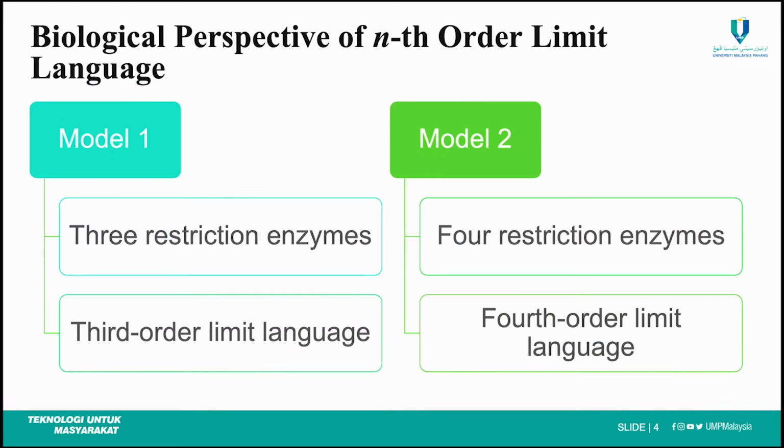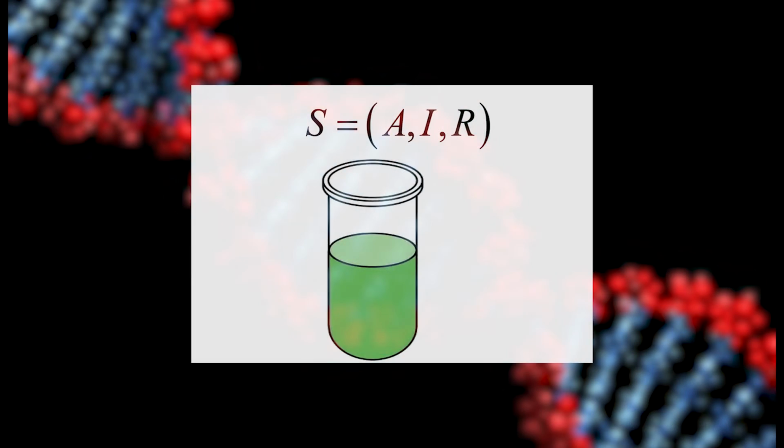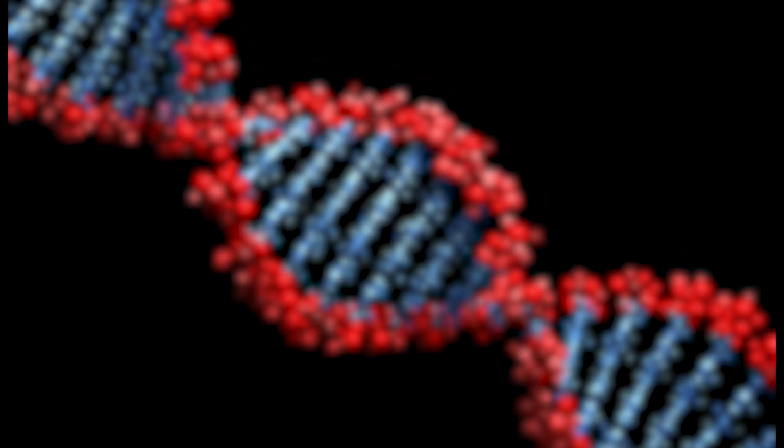In this experiment, due to cost and time constraint, we propose these two models that use 3 and 4 restriction enzymes respectively. By looking at this video, the solution that contains DNA strands will be mixed with restriction enzymes and ligase to complete the digestion and ligation process. The solution is then observed by using the right equipment.